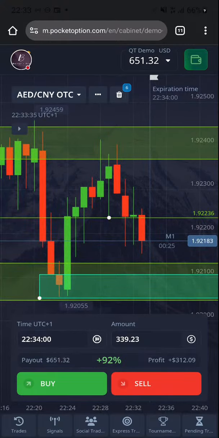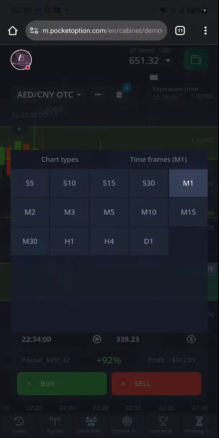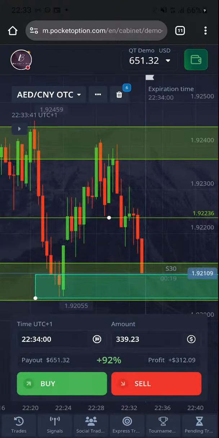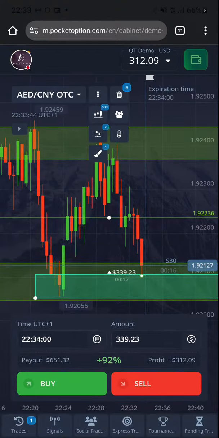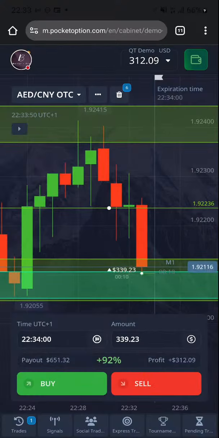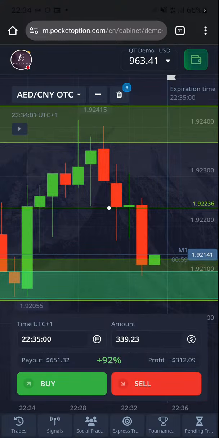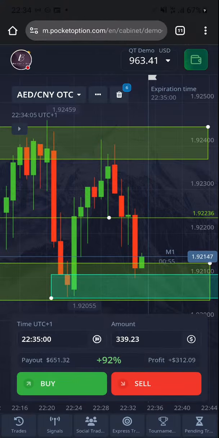So we have a demand area inside here. Let's go to a lower time frame and see if we can find a good entry. Okay, I found the entry. I'm going with the buyers right away. I'm expecting a pullback to the upside. The price should actually close at the top. If it doesn't close at the top, we'll still go with the buyers one more time. Okay, fine. It actually closed at the top.